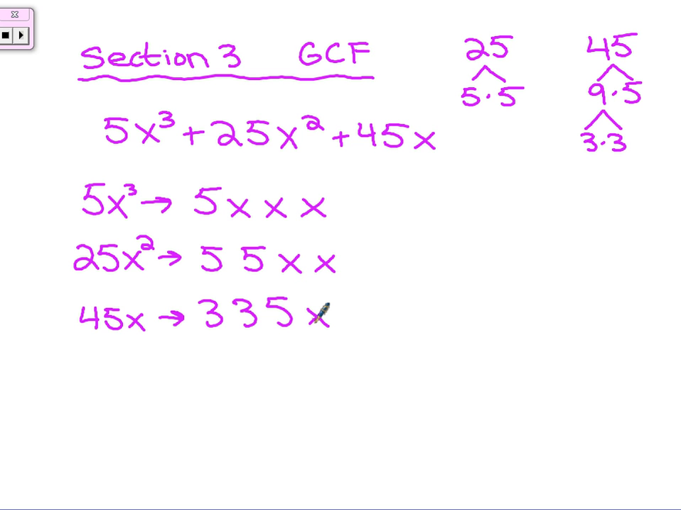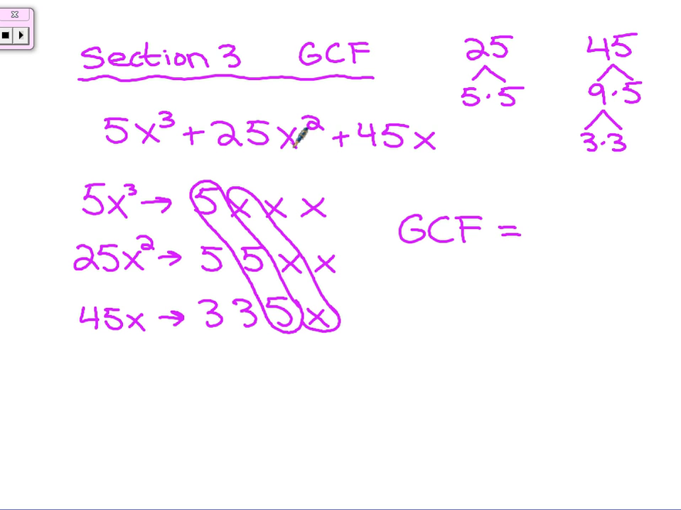All right, so I'm just looking to see what they have in common. Whatever they have in common, that's their greatest common factor. So it looks like they all have a 5. They all have an x. I think that's it. So the greatest common factor for this trinomial right here is 5x. Done. So you can go ahead and pause, and then when you're ready, move on to section 4.